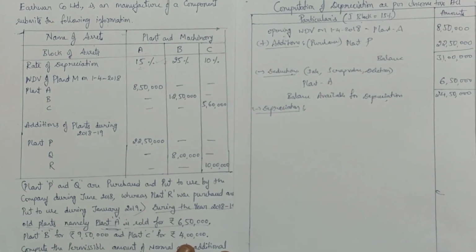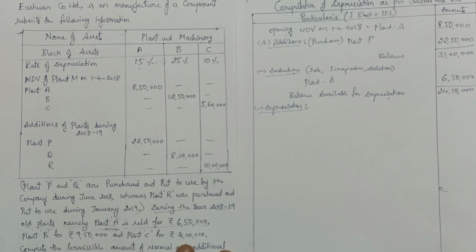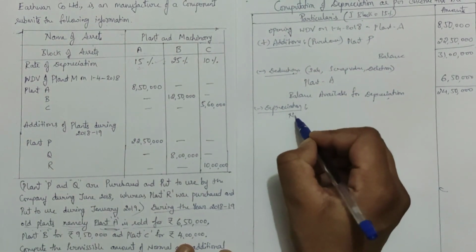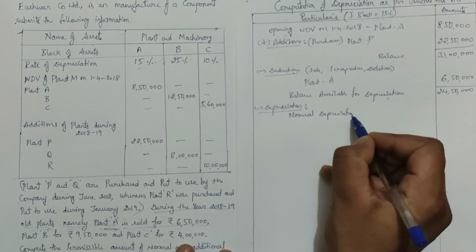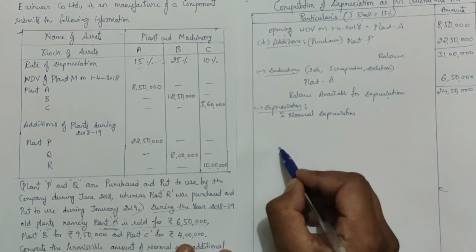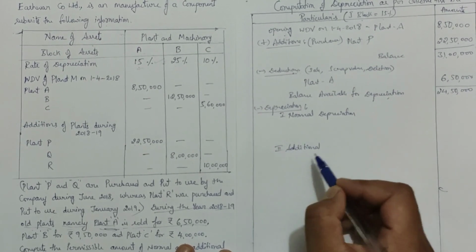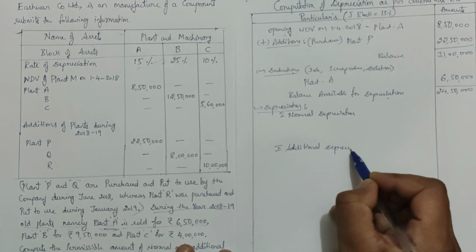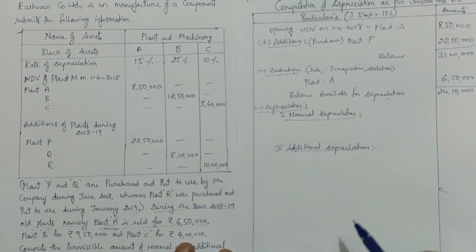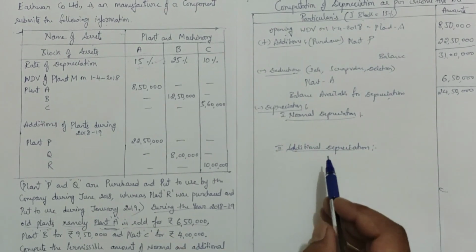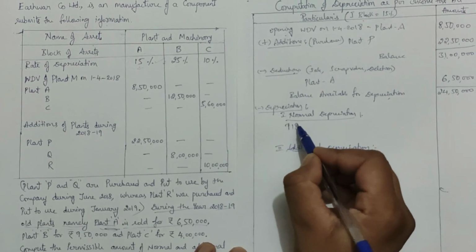So under depreciation, we have two types of depreciation, right? One is normal depreciation. This is the first one we have, and the second one is additional depreciation. So under depreciation we have normal depreciation and additional depreciation. So under both depreciations we need to check.